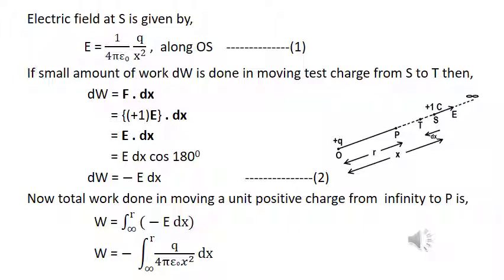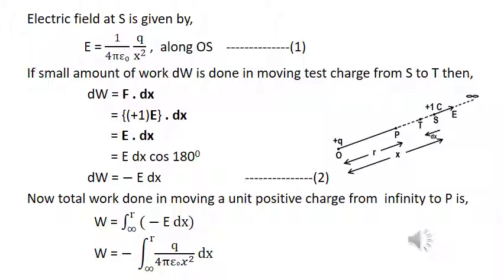Here, by using the formula of electrostatic force F is equal to Q into E, we can write F is equal to plus 1, which is the magnitude of the test charge, into electrostatic field. Now dW becomes E dot dx, and by opening the dot product we get E dx cos 180 degree, since there is 180 degree angle between electrostatic field and dx as shown in figure, and the value of cos 180 degree is minus 1. Therefore, we get dW is equal to minus E dx.